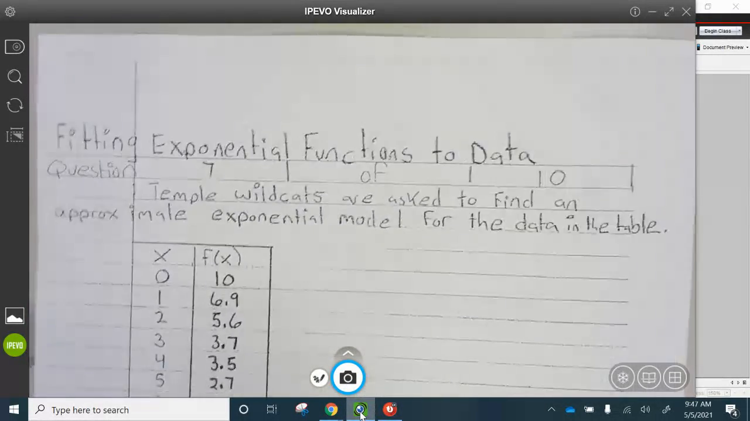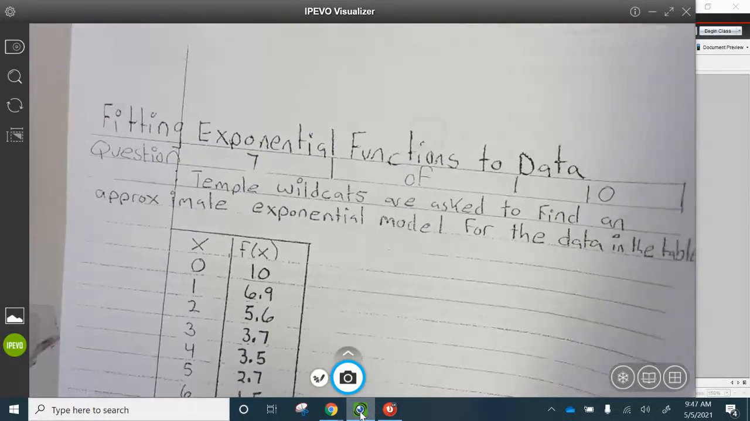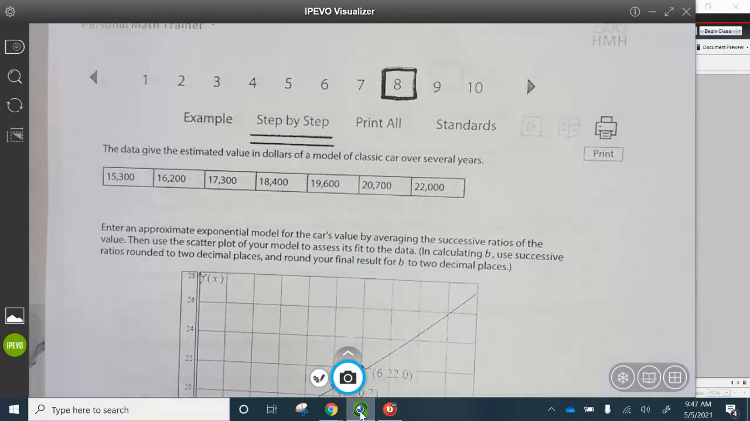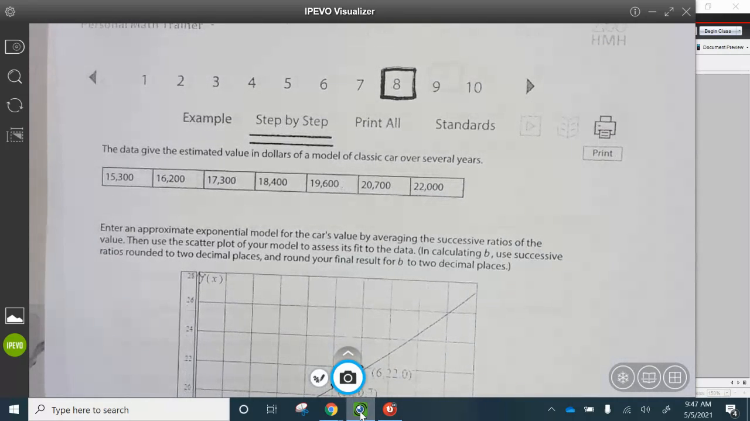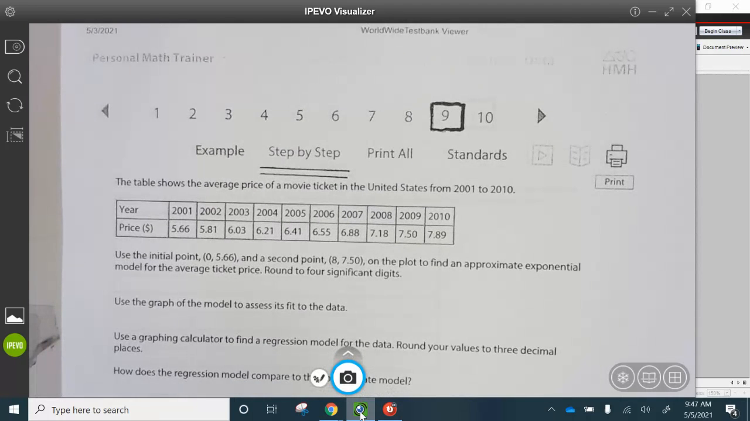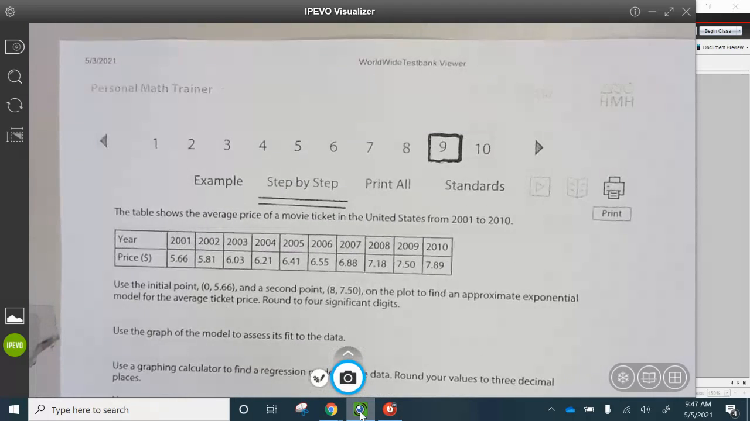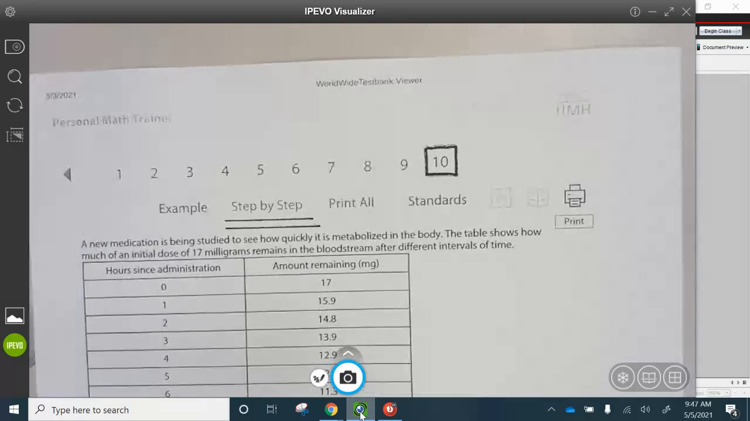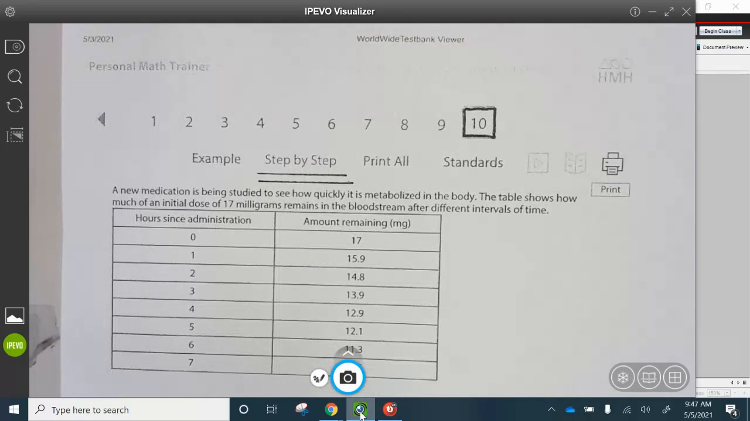All right, now for question 8, I recommend using the step-by-step process to help you answer question number 8. Also, question 9, use a step-by-step process. And question 10, use a step-by-step process to answer question 10.